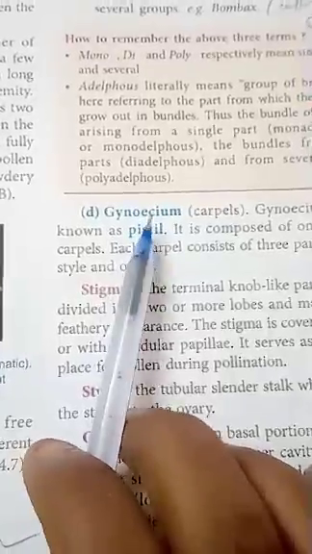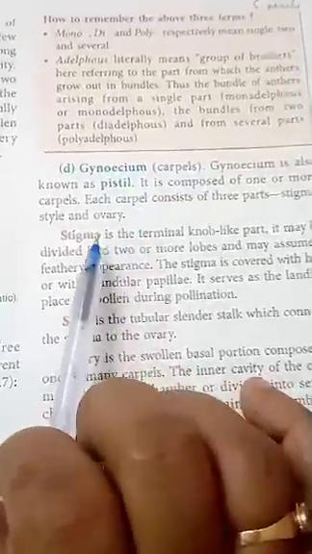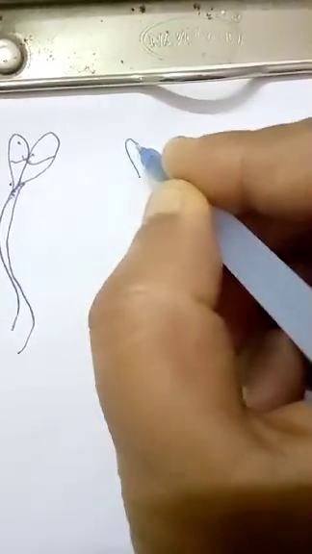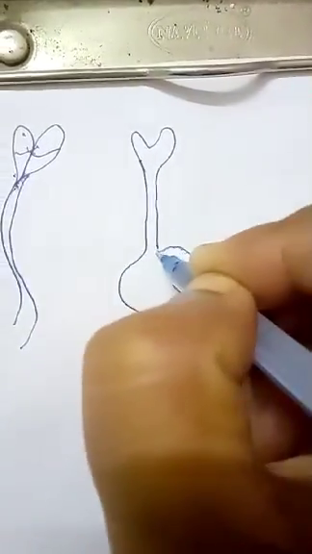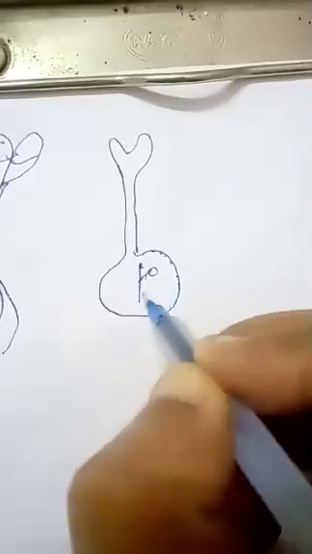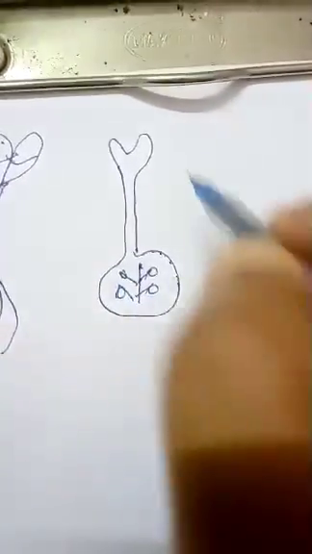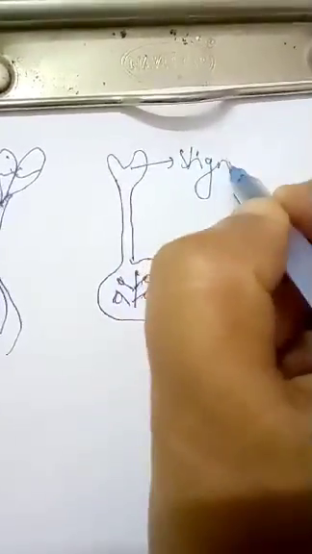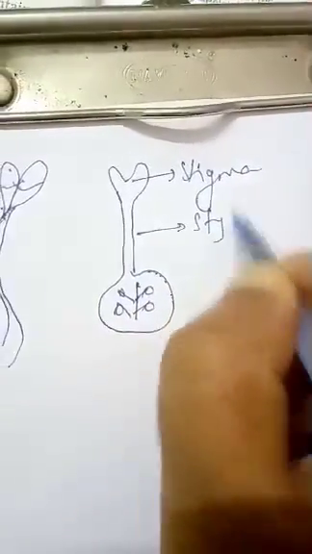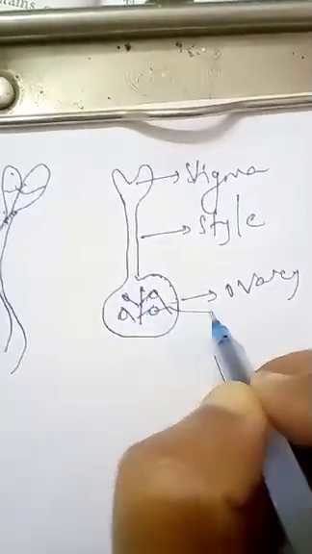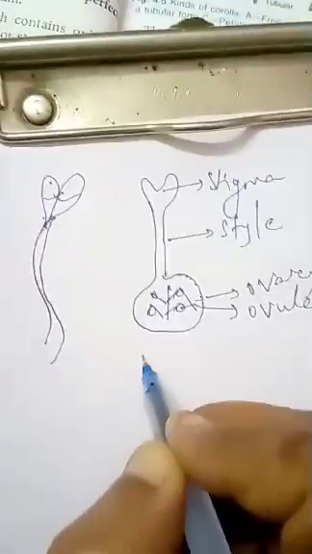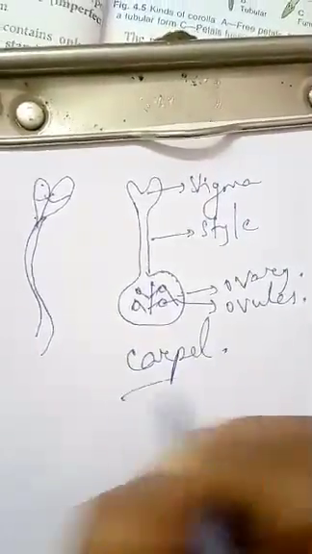Last part, that is the gynoecium, which is the fourth whorl of the flower. Its parts are stigma, style and ovary. What is the structure? You see here, this part is the stigma. This one forms a tube-like structure called the style. At the base you have the ovary. Now this ovary contains the ovules. So this is stigma, this is style and this is ovary. Inside this ovary we have the ovules. This is the structure of one carpel, or this is a pistil.